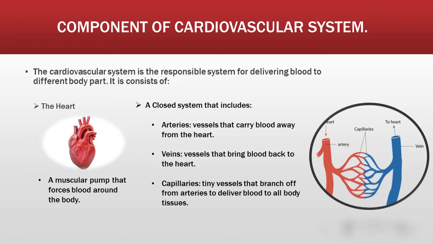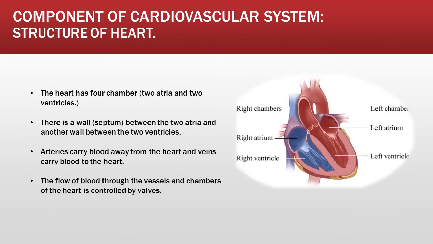So, we will move to the components of the cardiovascular system. The cardiovascular system is the system responsible for delivering blood to the different body parts. It consists of the heart, a muscular pump that forces blood around the body, and a closed system that includes arteries, veins, and capillaries. The heart has 4 chambers, 2 atria and 2 ventricles. There is a wall, the septum, between the 2 atria and another wall between the 2 ventricles. Arteries carry blood away from the heart and the veins carry blood to the heart. Meanwhile, the flow of blood through the vessels and the chambers of the heart is controlled by valves.